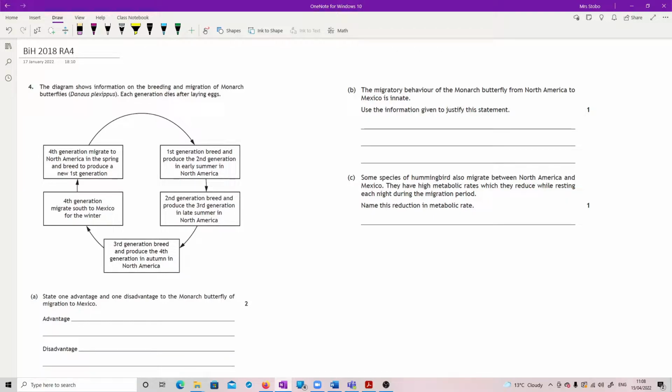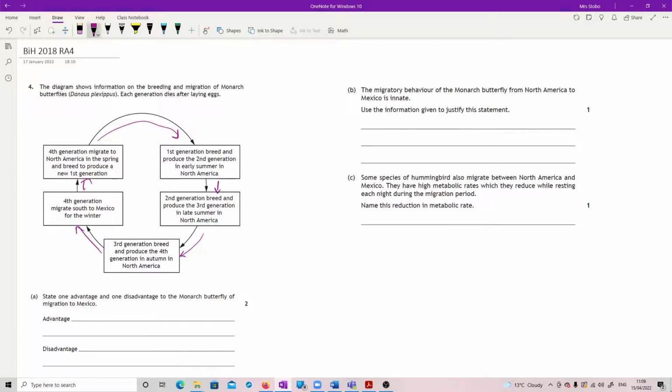second produce the third generation in late summer in North America, and then we've got the third still in North America, and then the fourth generation migrate to Mexico, and then the fourth generation comes back to North America to produce a new first. Okay.